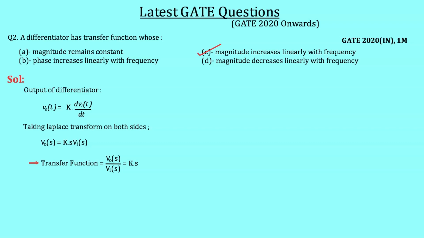Now let's see the next question. We can find the transfer function of a differentiator, which will come out to be equal to k multiplied by the Laplace variable s, where k is a constant. A differentiator usually acts as a high-pass filter.